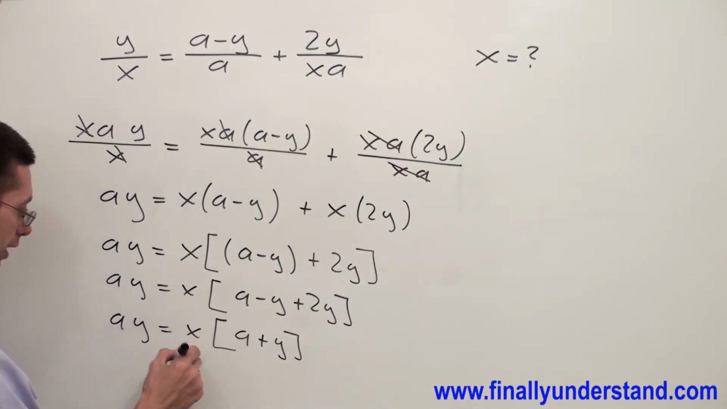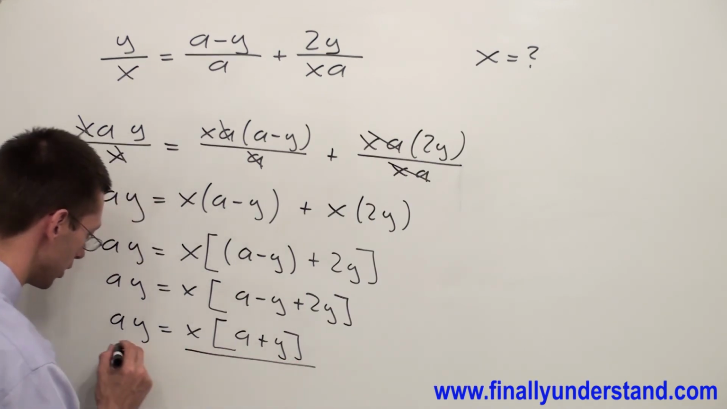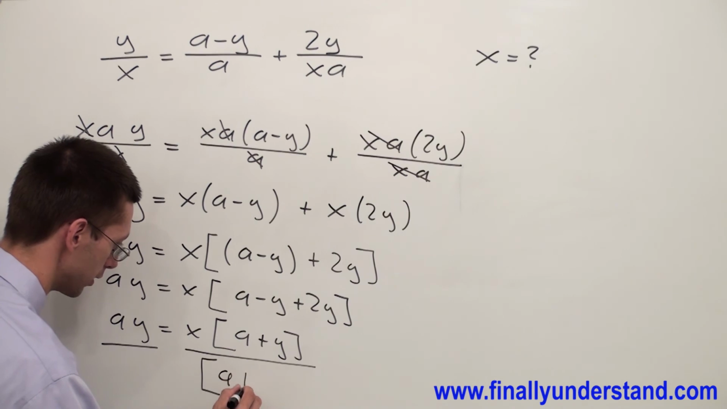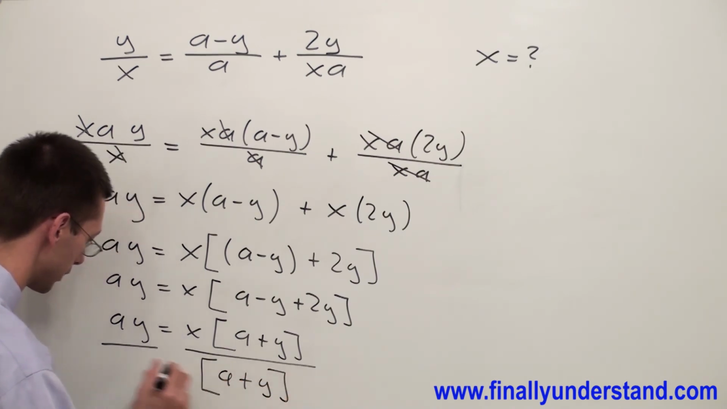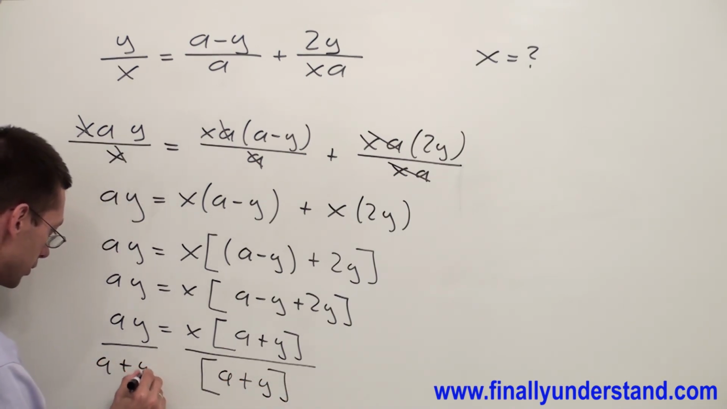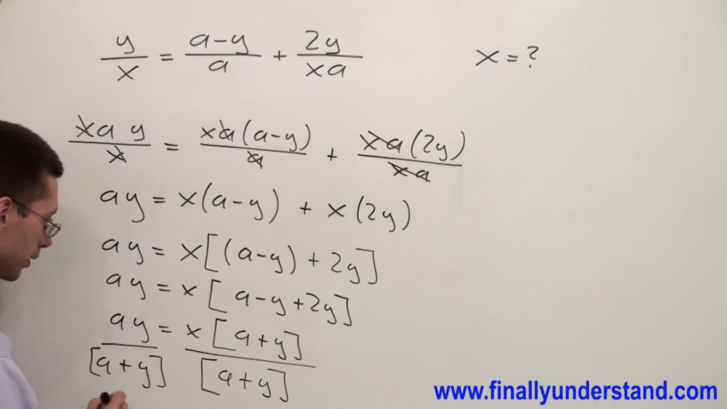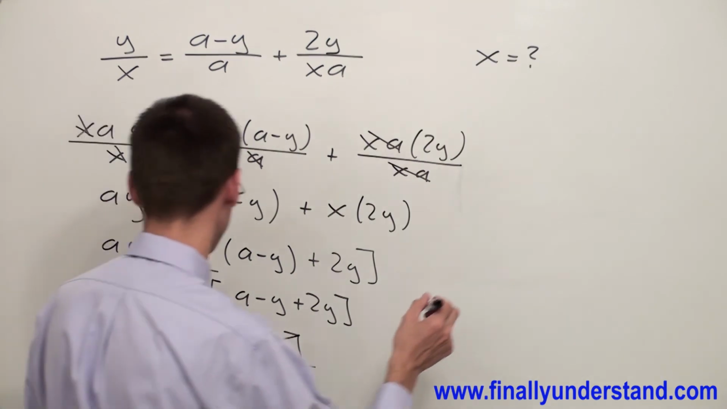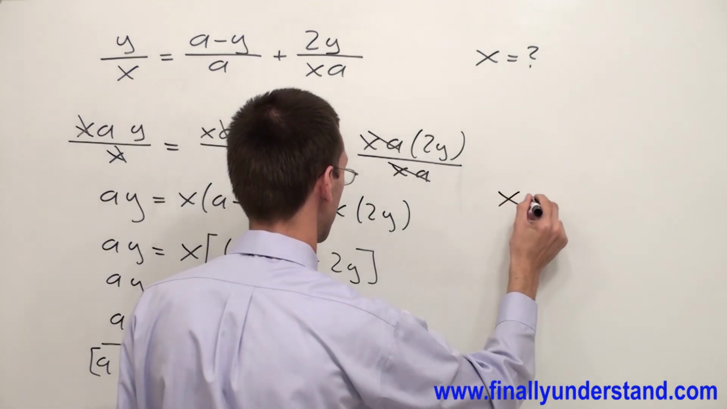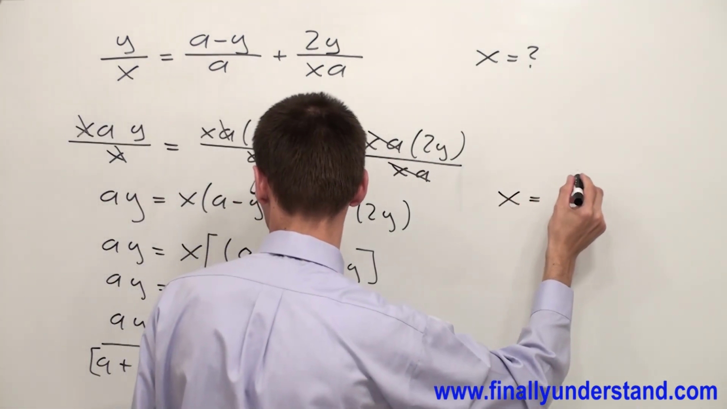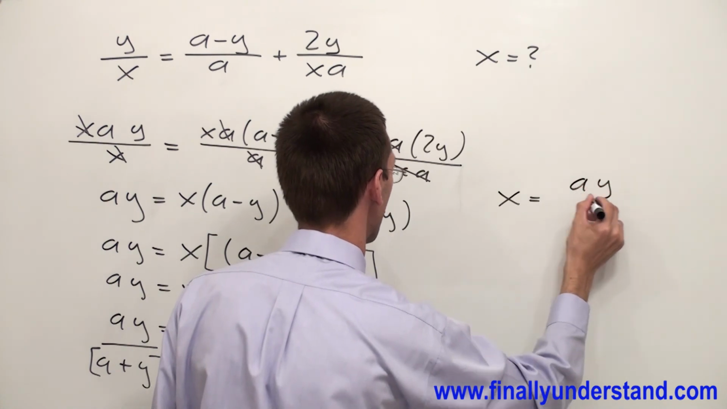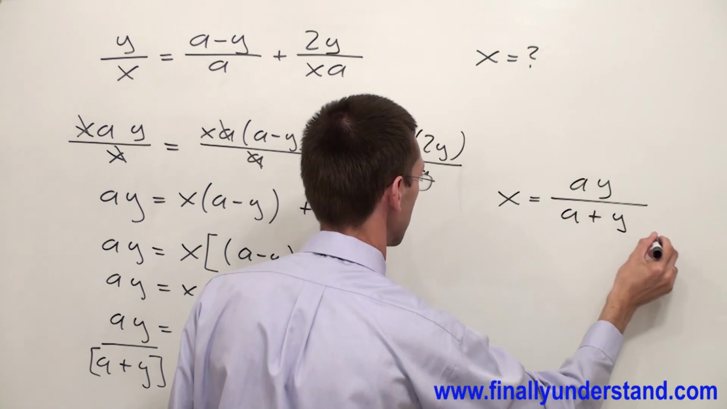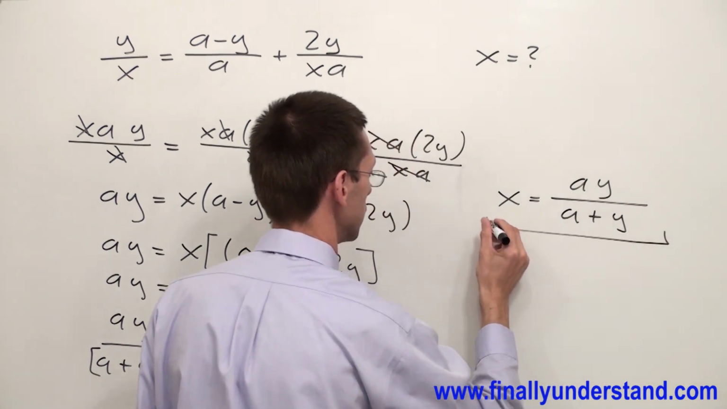In order to find x, I have to divide both sides of the equation by whatever is next to x. So I have to divide both sides of the equation by a plus y. Okay, so I can simplify this fraction, and I'm going to have x equals ay over a plus y. And this is the solution to my problem.